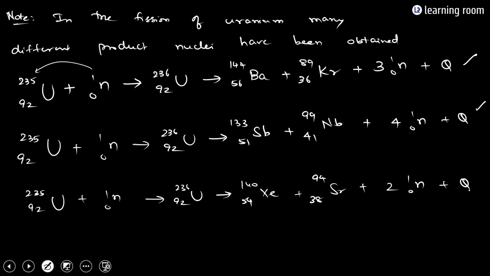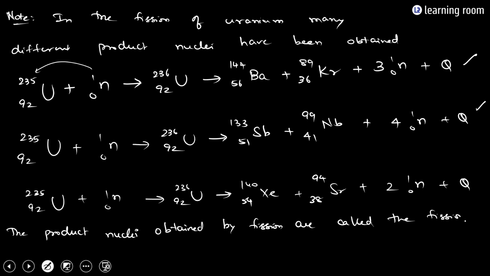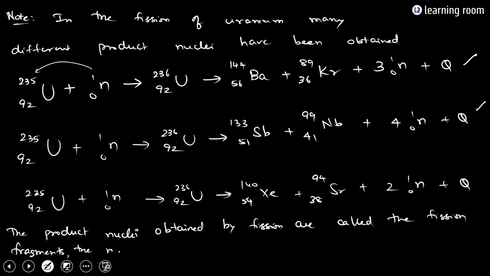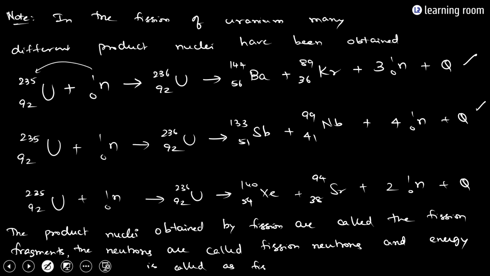Could understand this. So here, another note to be made is the product nuclei obtained by fission are called the fission fragments. Okay. And the neutrons are called fission neutrons. Energy is called fission energy.